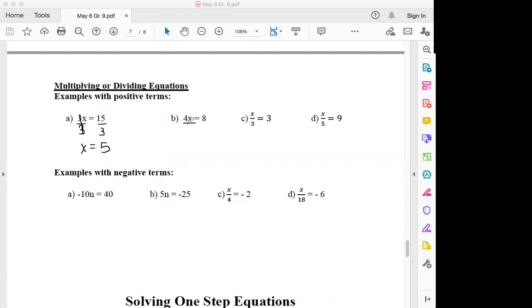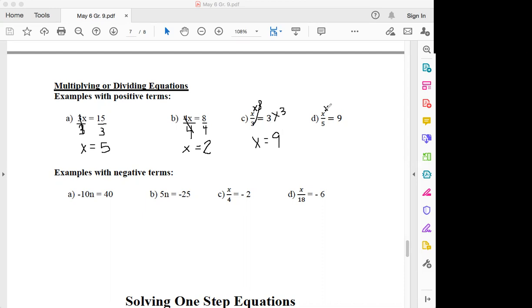We're going to do the same thing here. So divide by 4 on both sides. So x is going to be equal to 8 divided by 4, which is 2. And then we've got the examples of it being divided. So x divided by 3 is equal to 3. The opposite of dividing is multiplying, so we're going to multiply both sides by that number. These guys are going to cancel out and we're going to be left with x. And we're going to do 3 times 3, which is 9.